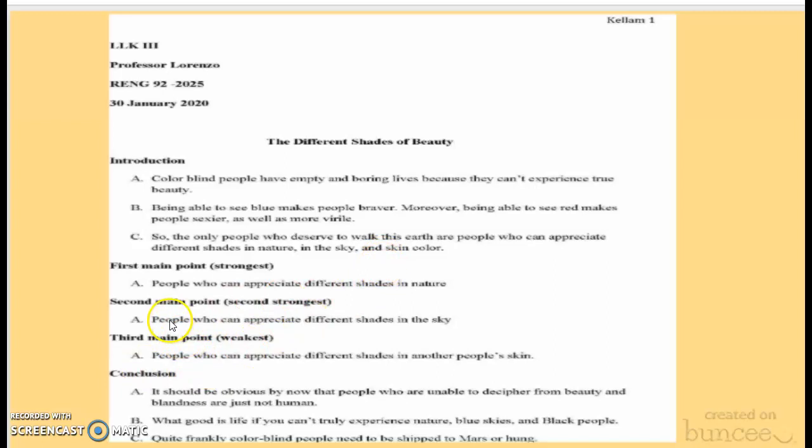So your body paragraphs, the first paragraph, you're going to tell the reader how people who can appreciate different shades in nature deserve to walk this earth. And then we're going to do the same with people who can appreciate different shades in the sky. And then we're going to do the same with people who can appreciate different shades in other people's skin. And then we'll, of course, finish with a conclusion, which we'll talk about a little bit more here in a minute.